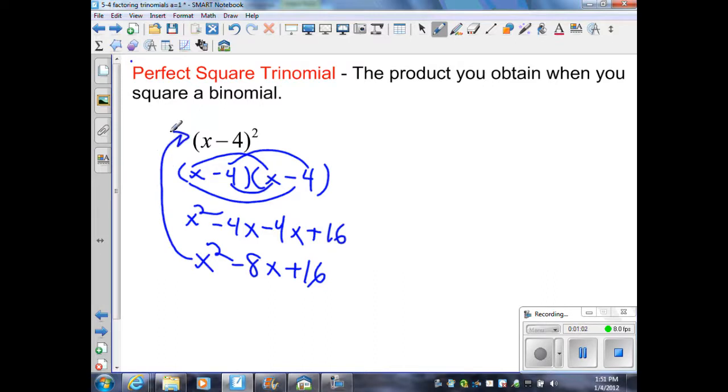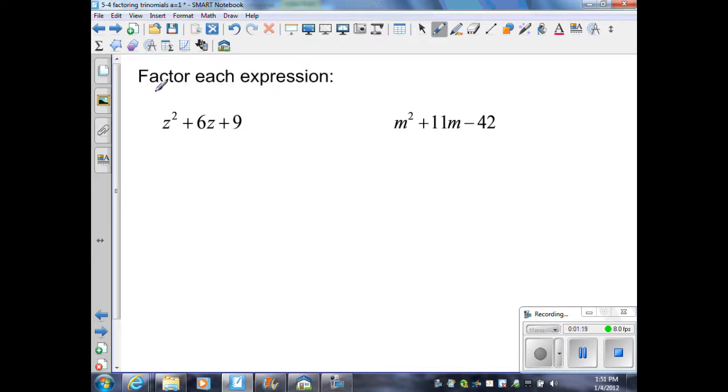And we're going to get that after we get a product of its factors, and they turn out to be the exact same expression, so that we can rewrite them as a square binomial. Let's look at a couple of examples. We want to perform the same operations we have been doing on the previous slides of factoring.